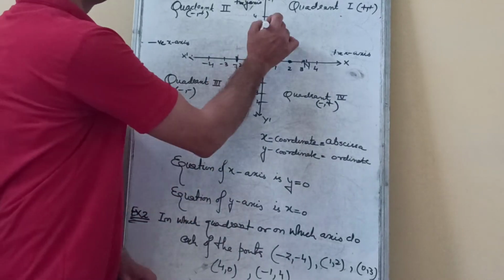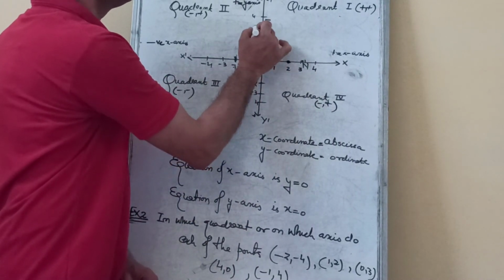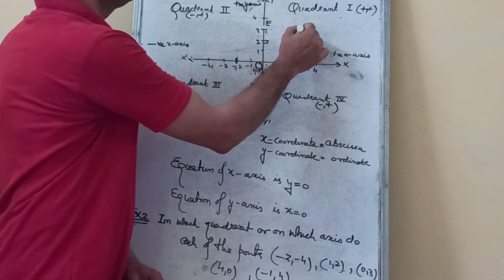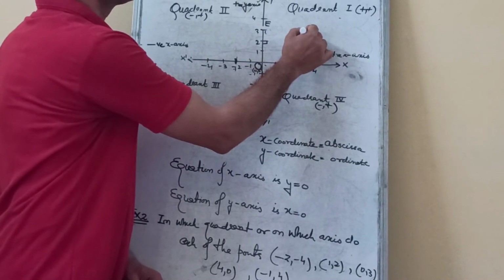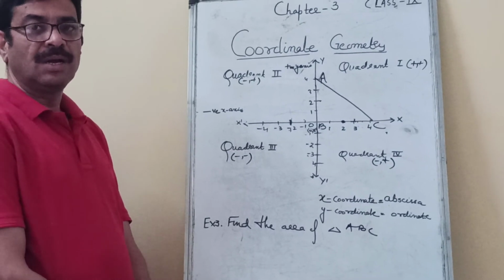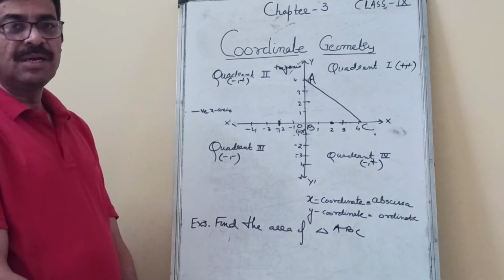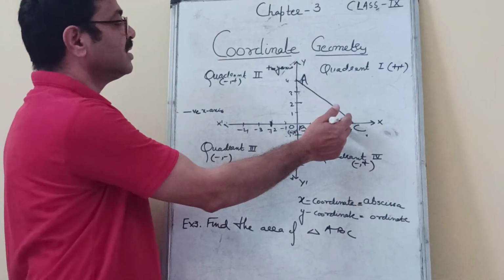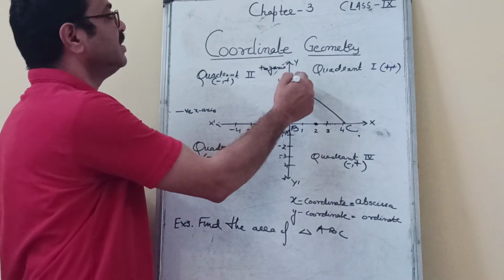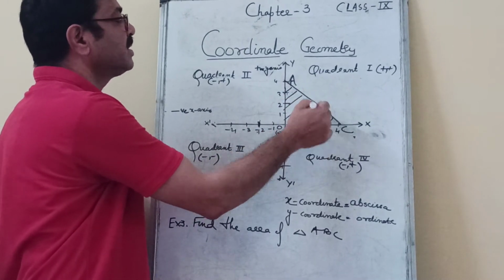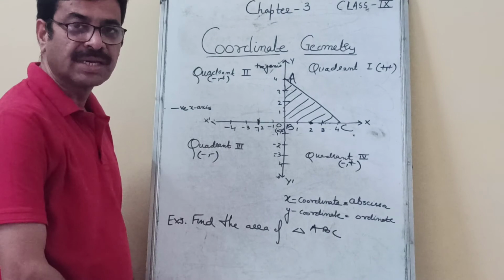Now I will take one more question: find the area of the triangle formed. Now look here. I will give one example to find the area of the triangle formed by both the axes, x and y axis, and this line AC. So this is the triangle which is formed by the x-axis, y-axis, and the line segment AC.